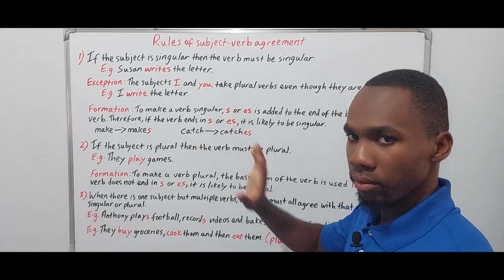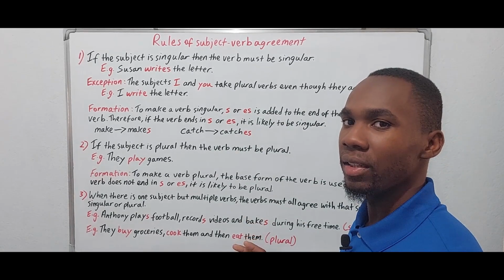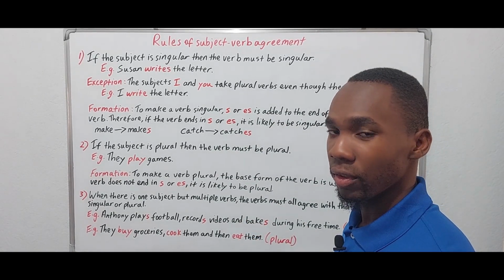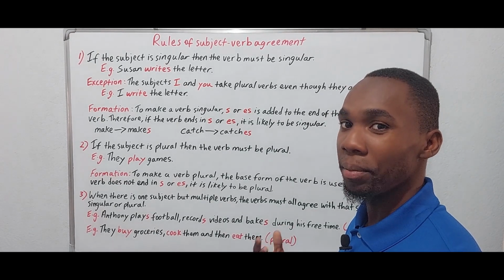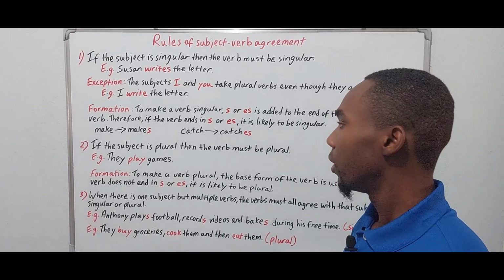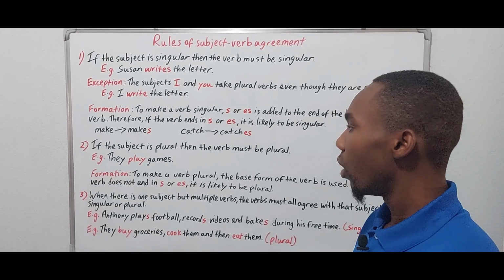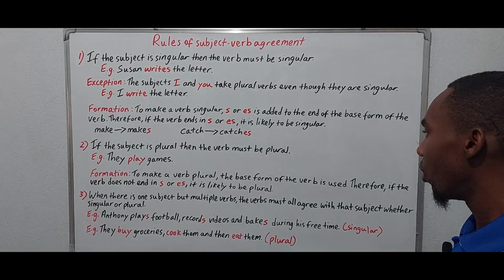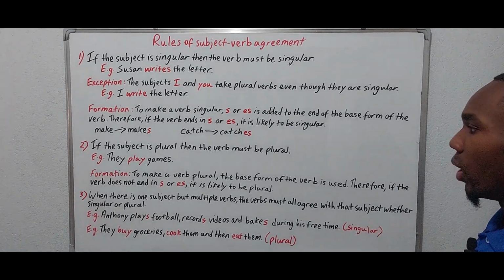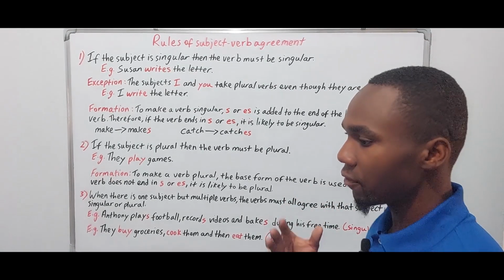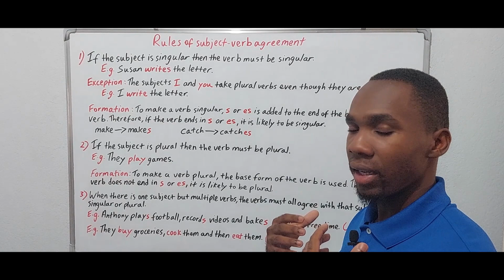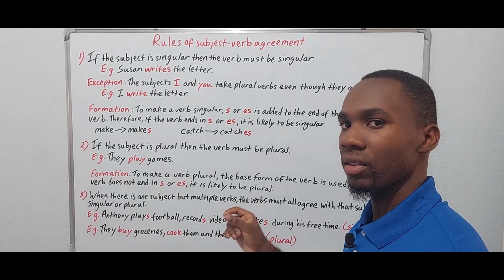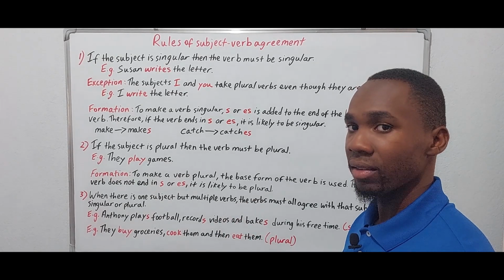Now we have just completed the two most basic rules. Now we're going to get into more complex rules, okay? So 3, when there is one subject but multiple verbs, the verbs must all agree with that subject, whether singular or plural. So if we have one subject, whether that subject is singular or plural, all the verbs must agree with that subject.